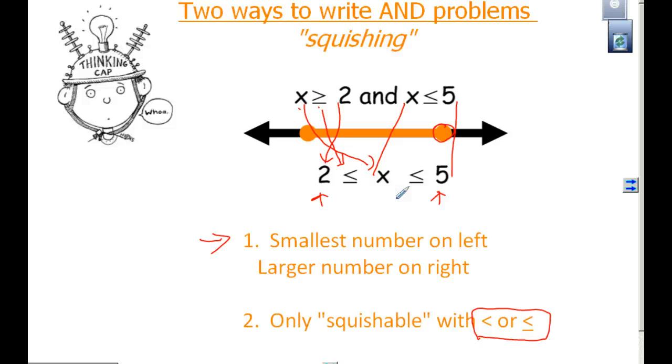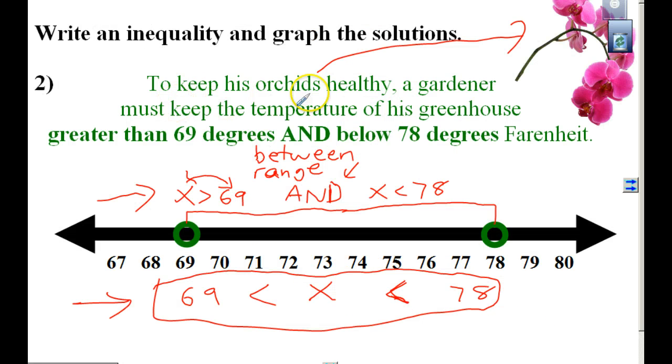You'll have two types of problems for your homework. The first ones are like these. They give you a word problem and you have to come up with the inequality, compound inequality and a graph. And the second will just be, what if I give you a graph, can you come up with a compound inequality? So kind of like the reverse. One asks you to find the graph, write it out. The other gives you the graph and asks you to write out the compound inequality.